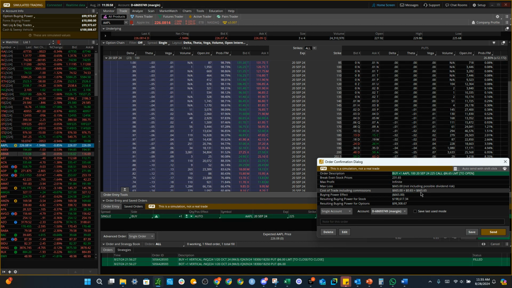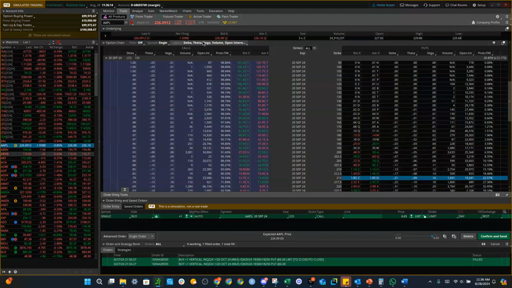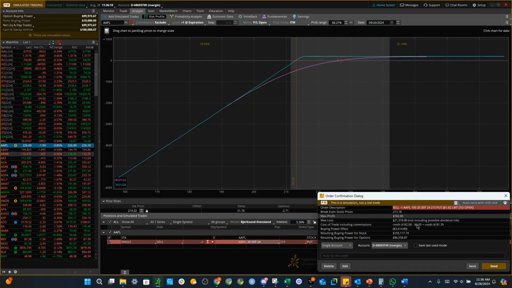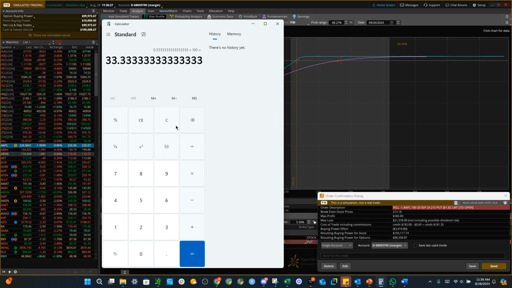If it's a double-legged trade, meaning you have two options in one order, it will charge you 65 cents times two. And this is your buying power effect, meaning this is the amount of money that will be taken away from your account if you send this trade right now. Whereas on the short put side, the amount of money is more. It's still definitely not exactly enough to cover 100 stock, but in order to buy 100 stock right now at whatever our strike was, 215 times 100, you need $21,500.